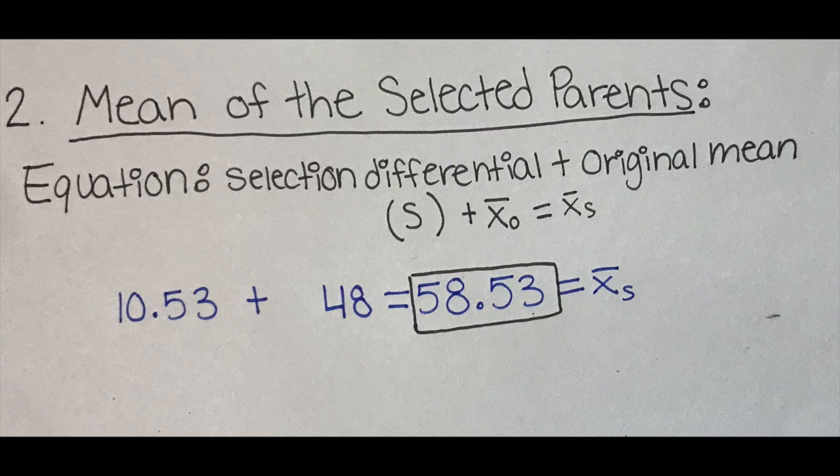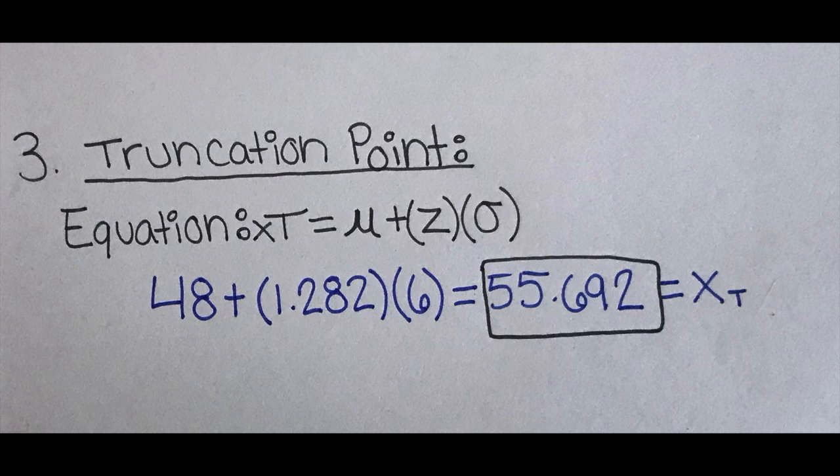Next, she found the mean of the selected parents by adding the selection differential to the original mean. In our case, that's 10.53 plus 48, which gives us 58.53. Then she found the truncation point by doing the original mean plus z times the standard deviation. In our case, that's 48 plus 1.282, since we selected the top 10%, times 6, which gives us 55.692.